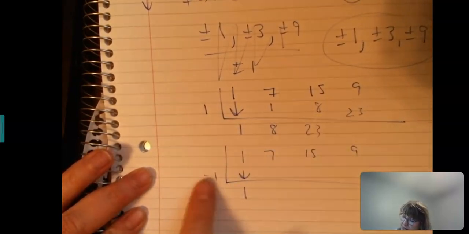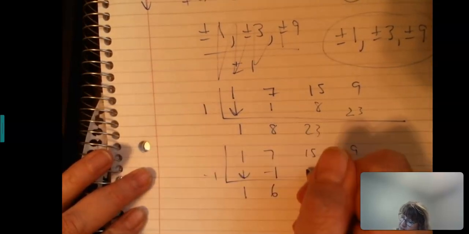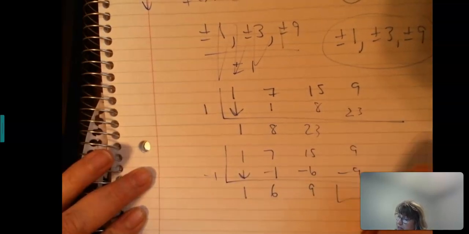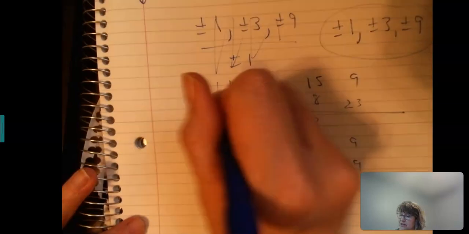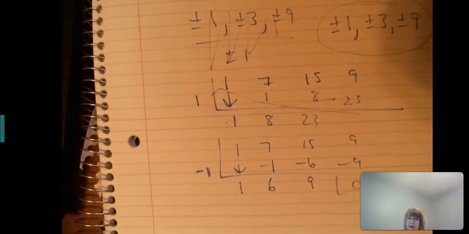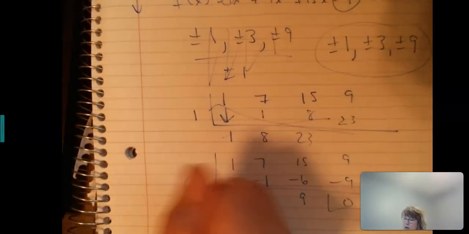Bring that down. Okay, negative. Add, I get 6. Negative 6. I get what? 9. Ooh, negative 9. This is good. Do you see how I know this is not a 0, but do you see how I know negative 1 is a 0? Okay, so on my list, I can say, yep, -1 is a 0.